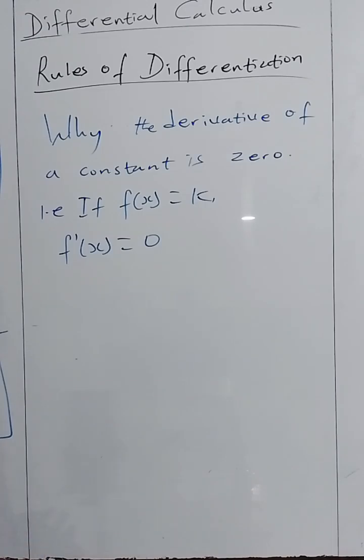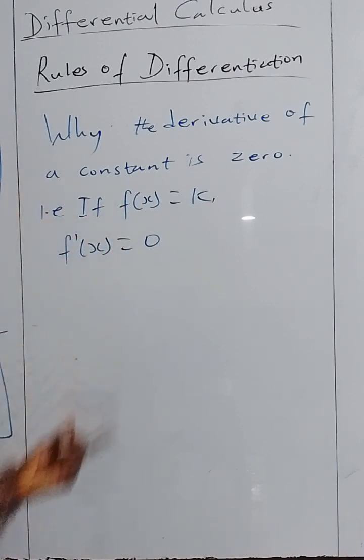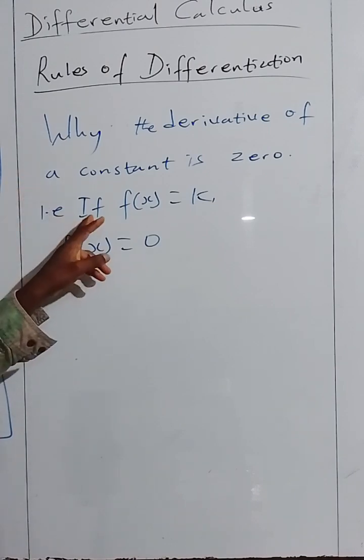So in this class, I want to show you why the derivative of a constant is 0. In our previous class, you were told that the derivative of a constant is equal to 0. So in this class, we want to show why the derivative of a constant is equal to 0 using the power function rule.